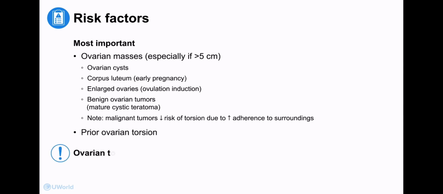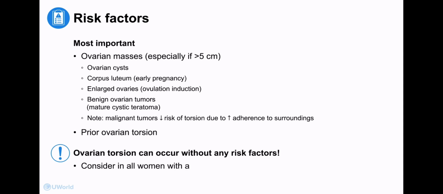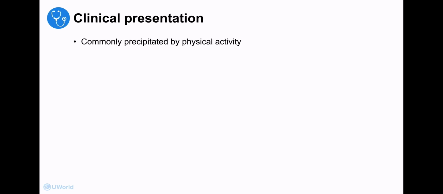However, ovarian torsion frequently occurs when no risk factors are present. Therefore, this disease should be considered in all women presenting with acute lower abdominopelvic pain. Ovarian torsion is commonly precipitated by physical activity.